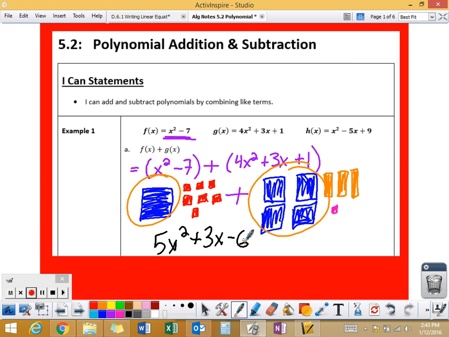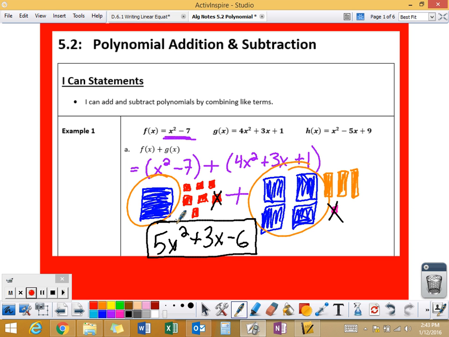Basically, one of the negatives cancels out the one positive. Those cancel each other out, and I end up with just negative 6. Okay? So that's how we look at it with the algebra tiles. I combine things that are alike and cancel things out if they are opposite signs. This here would be my final answer: 5x squared plus 3x minus 6. All I'm doing is combining things that are alike.